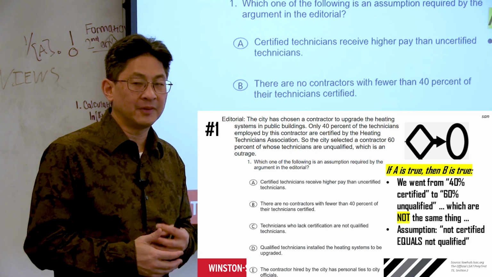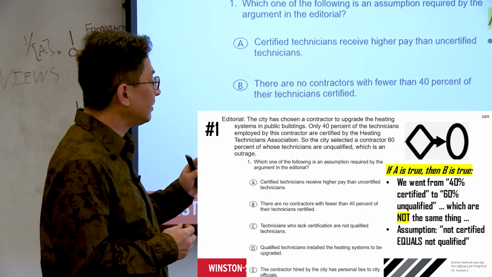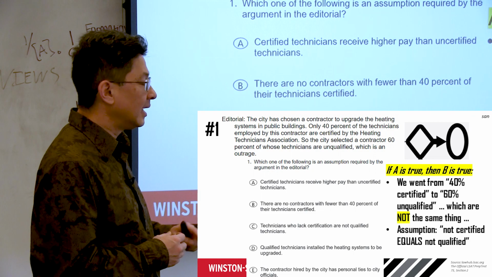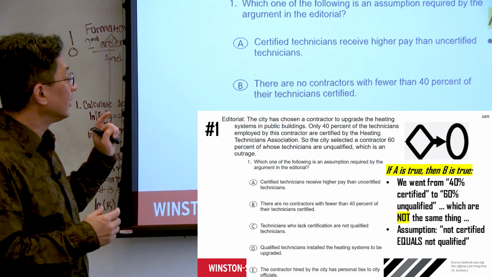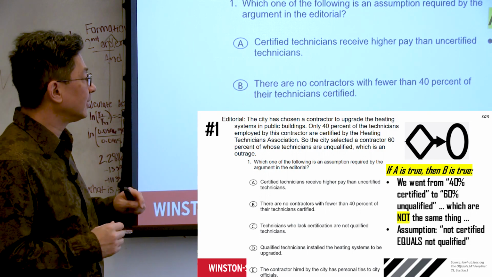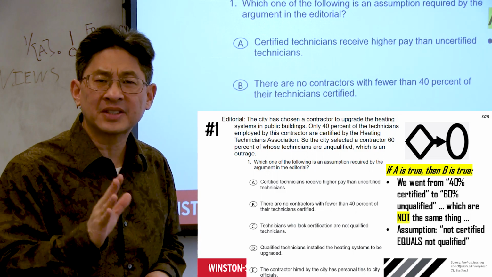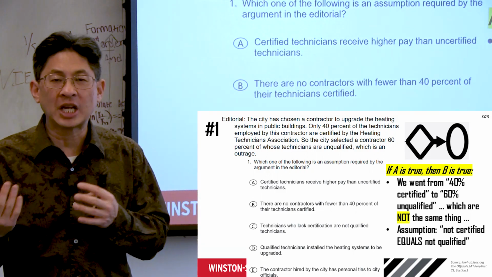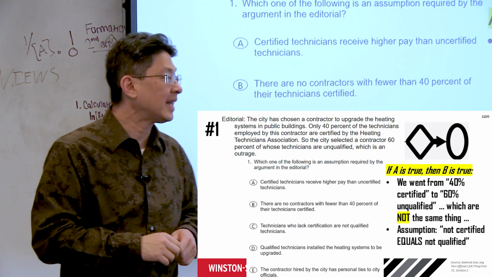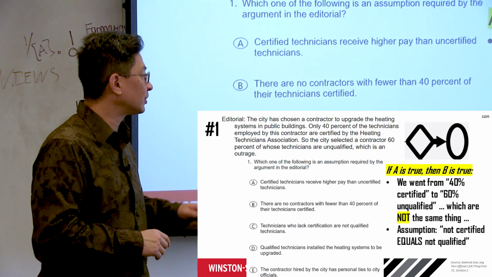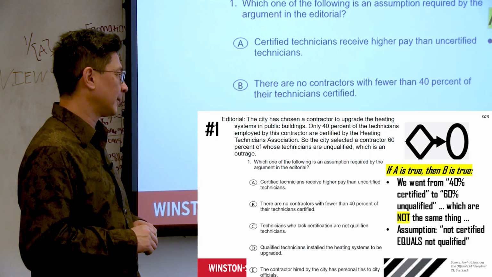Here we're seeing an example of if A, then B. Here's what I mean. If A is true, then B is true. In this core text, the editor went from 40% certified to 60% unqualified. Now, those are not the same thing, but you see how there is a change in semantics, a change in wording? You have to be very attentive to when that happens. Here we're seeing that there was a change from certified to unqualified, but they are not the same thing.